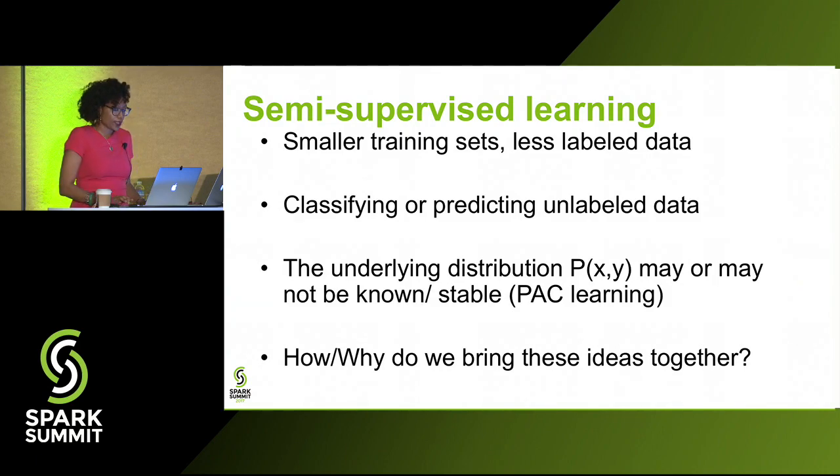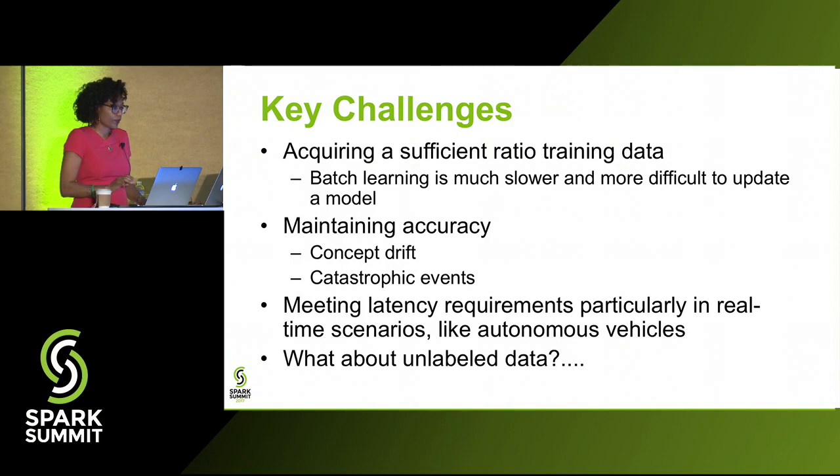How do we bring these ideas together? The first thing is we want to acquire a sufficient ratio of training data. Batch learning is much slower and more difficult to update. That's one of the constraints of having a purely batch implementation of this. And there's also maintaining accuracy. You have to retrain if you're going to maintain accuracy over things like concept drift or catastrophic events. And in order to do that efficiently, you cannot rely on a large batch set, not if you want to use it in a real-time and online case. And then you want to make sure you're meeting those latency requirements.